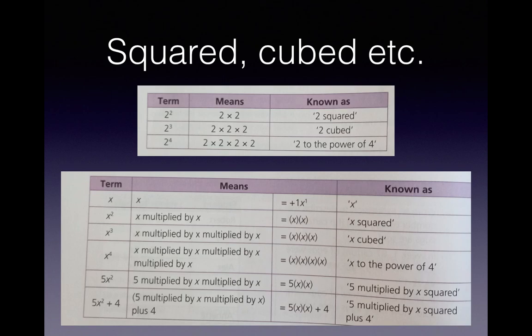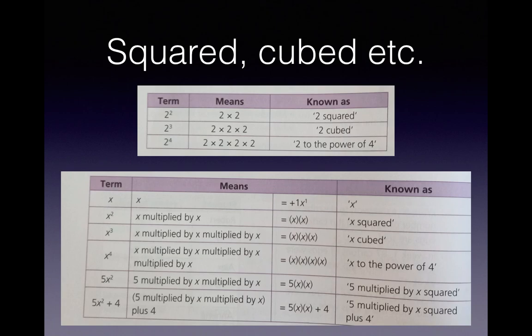The next one, x squared, is x by x. That can be written as x in brackets x in brackets. We're working across horizontally. It's known as x squared. The next one, x to the power of 3. It means x by x by x, which is the same as x cubed. Obviously then there's a pattern here. X to the power of 4 is x by x by x by x.